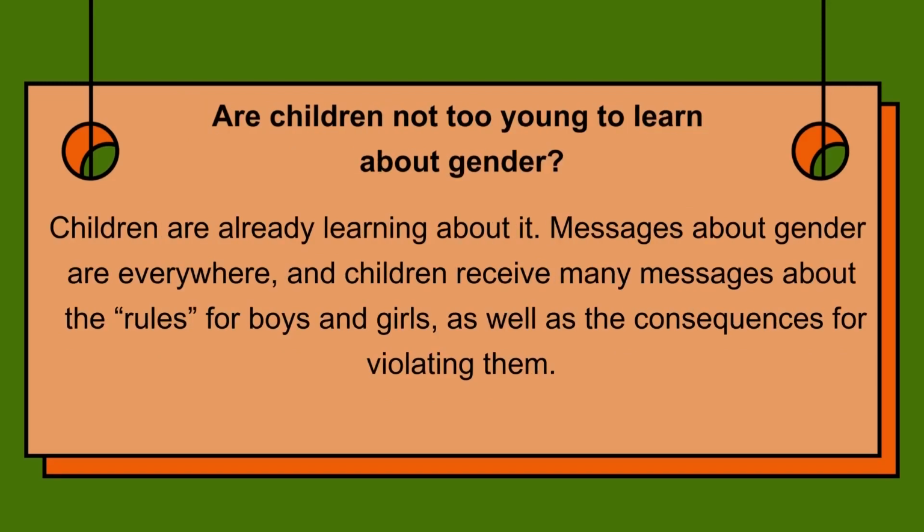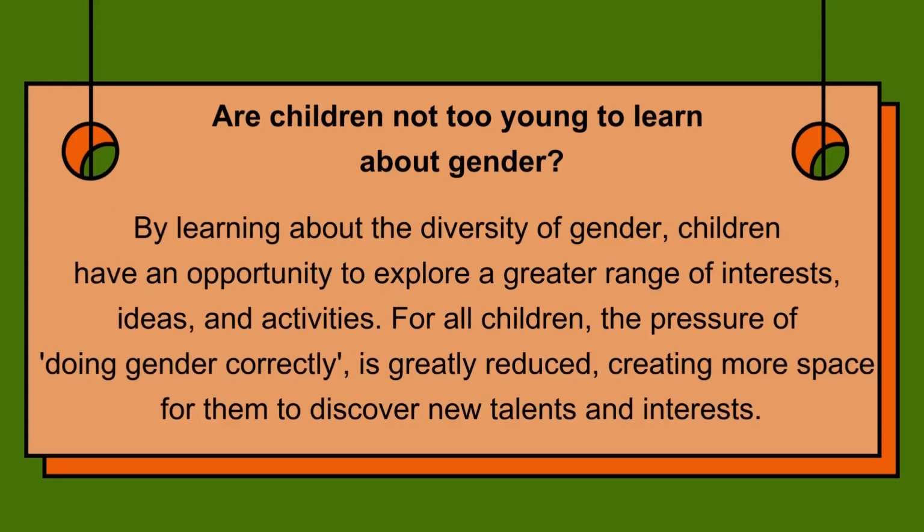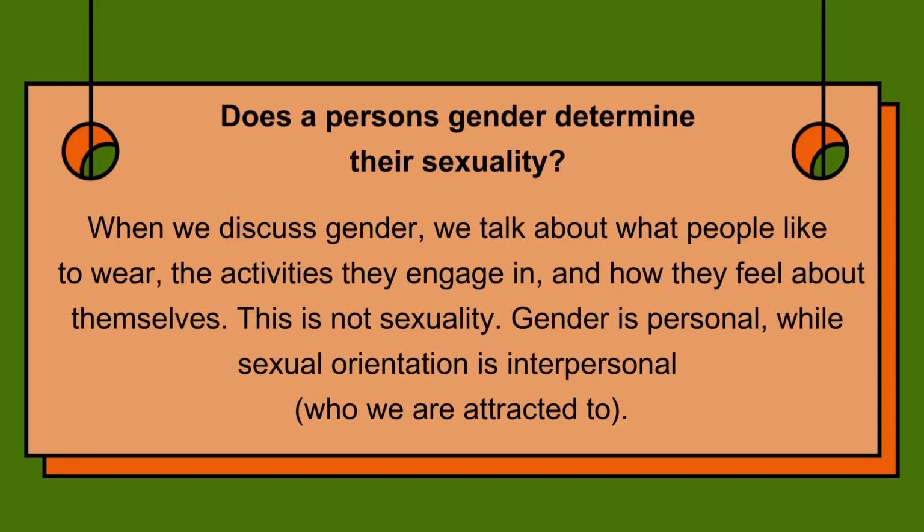Are children not too young to learn about gender? Children are already learning about it. Messages about gender are everywhere, and children receive many messages about rules for boys and girls, as well as the consequences for violating them. By learning about the diversity of gender, children have an opportunity to explore a greater range of interests, ideas, and activities. For all children, the pressure of doing gender correctly is greatly reduced, creating more space for them to discover new talents and interests. Does a person's gender determine their sexuality?